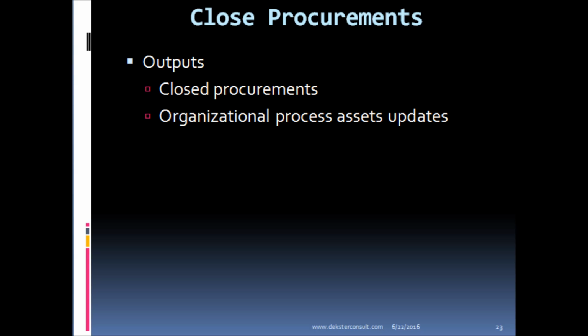Outputs of our close procurement process. Now, there could be close contracts, which are part of the close procurements, and then we could update our organizational process assets.